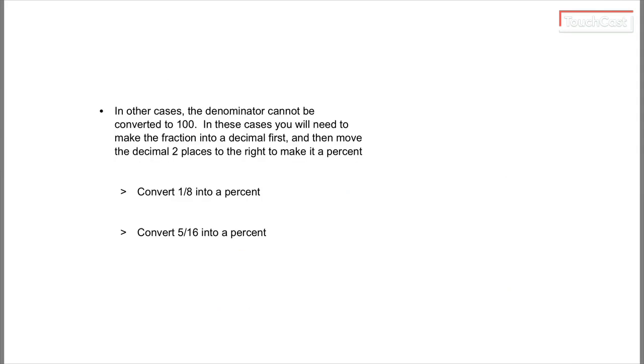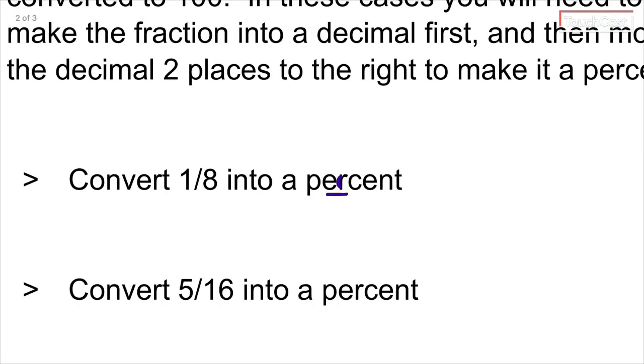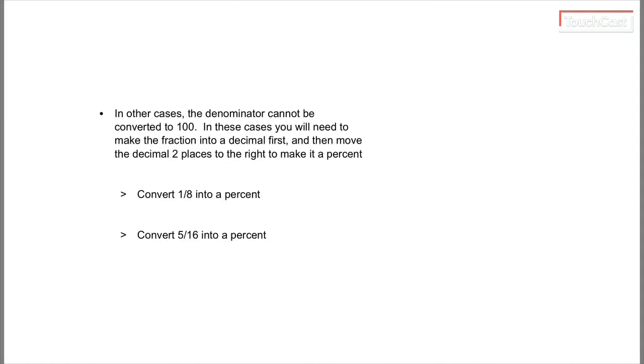Sometimes the denominator will not go into 100. So in those cases, the first thing we have to do, much like we've talked about before, is convert that fraction into a decimal first. So let's look at the first example of that. We have 1/8, and we have to convert that into a percent.